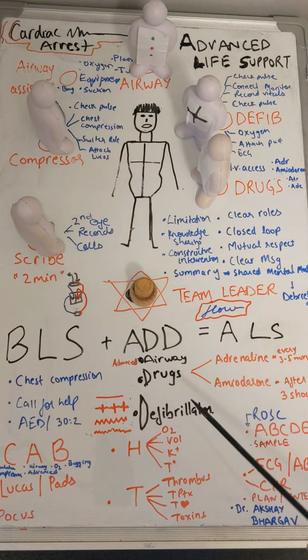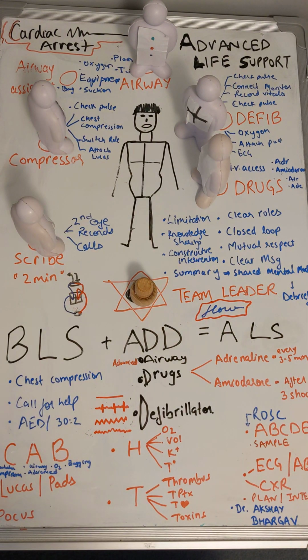Now, if it was a shockable rhythm, just to know that if you have given one shock, two shocks, three shocks, then you need to give amiodarone, which is 300 milligrams the first time. And if you have to give it subsequently, after five shocks, if the person is still showing a shockable rhythm, you can give 150 milligrams of amiodarone.